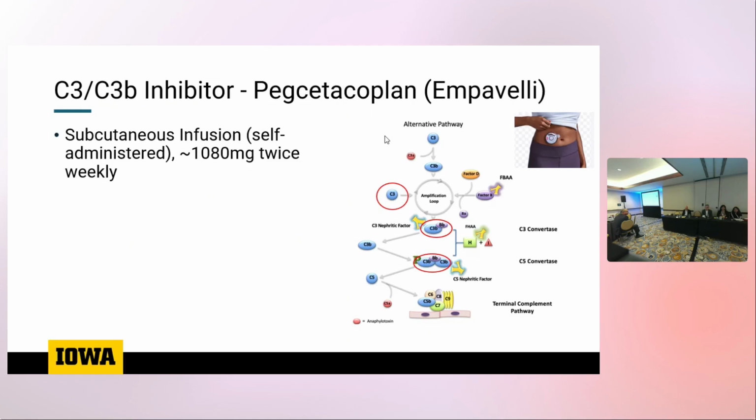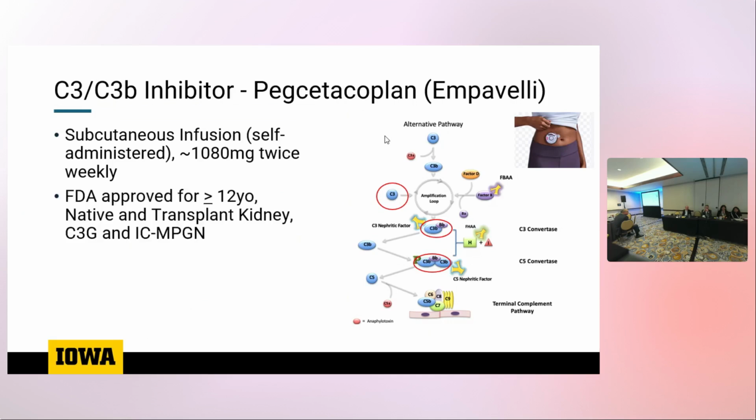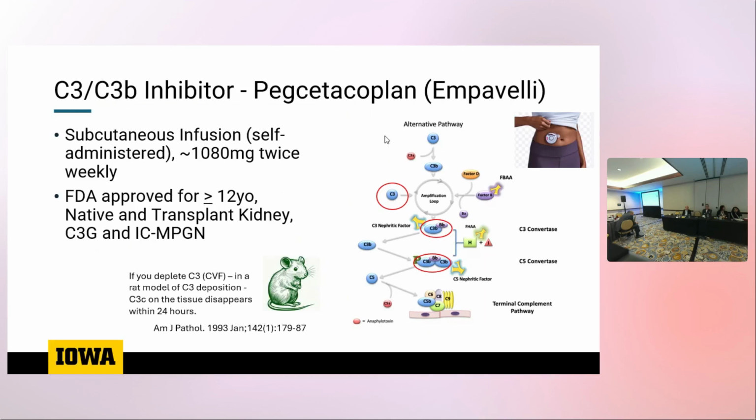Now it's being done with this fancy little device. It was trialed, I think, or it was being used in PNH. I personally don't have any patients on the little device yet, but it's coming. FDA approved for, the study was created for greater than 12-year-old native and/or transplant kidney, C3G and/or IC-MPGN. And I actually forgot to mention that obviously iptacopan has now been approved by the FDA. We don't know when it will be approved by other regulatory agencies, but we assume that it will happen soon-ish in some of the other countries.